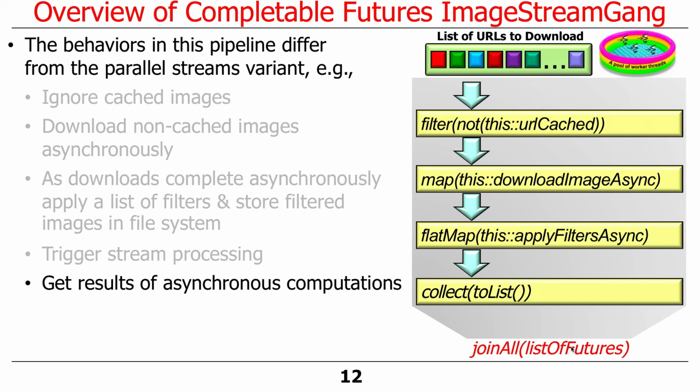Now, if you get curious and peek at the code that implements the ImageStreamGang, you'll see that there are 2 completable future implementations. One works like this, where we have a stream that collects a list of completable futures, and then we join them all and get back a single completable future. That's the one we're going to talk about. Then there's another implementation that uses the futures collector, which is what you're using in assignment 3B. That one doesn't have these 2 steps. It just uses a futures collector to collect everything.